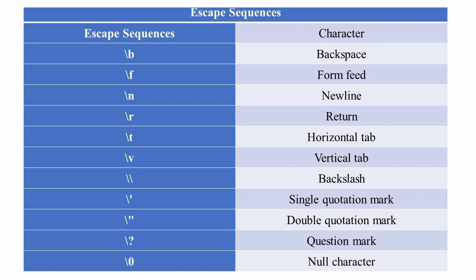\b means backspace, \f means form feed, \n means new line, \r means return, \t means horizontal tab, \v means vertical tab, \\ means backslash, \' means single quotation mark, \" means double quotation mark, \? means question mark, \0 means null character. The escape sequences cause an escape from the normal way the characters are handled by the compiler.